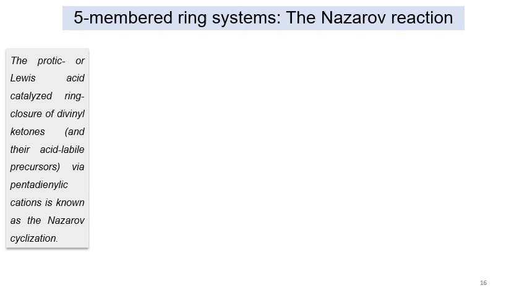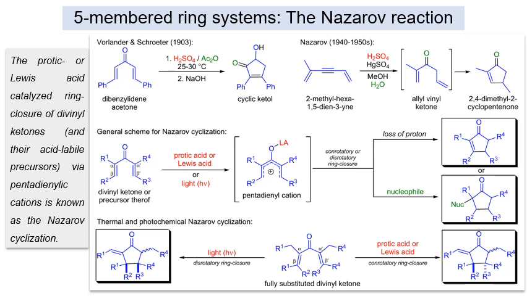One very related reaction is the Nazarov reaction, which is the protic or the Bronsted or Lewis acid catalyzed ring closing of divinyl ketones or their acetylene precursors, again involving pentadienyl cations. Initially in 1903, Vorländer and Schroeter saw a particular transformation which went like this. When they treated dibenzylidene acetone, they ended up getting a cyclic ketol. At that point of time, the mechanism of this particular transformation was not known. Around 40 years later, Nazarov was able to explain and to diversify this particular transformation. When he generated the allyl vinyl ketone, he got the cyclopentanone system, and they were able to explain the pathway for this particular transformation.